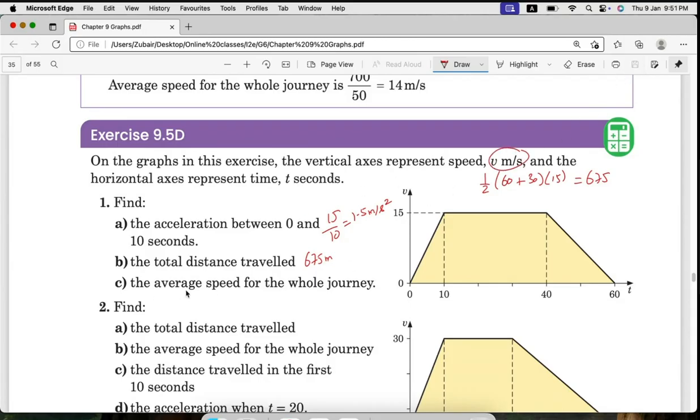The last one says the average speed. So total distance over total time. 675 by 60. Total distance over total time is 11.25. Average speed, meters per second. Okay. Do practice, do write on paper.